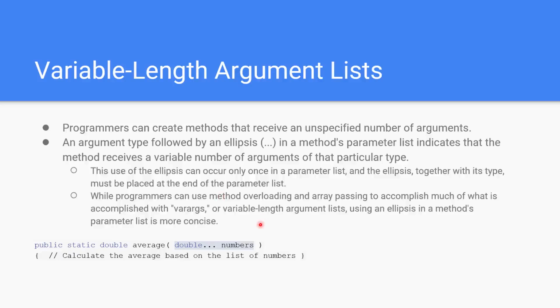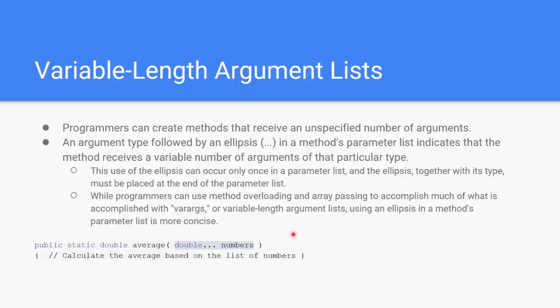And then there's variable length argument lists. Programmers can create methods that receive an unspecified number of arguments. That sounds like it would be something that would come up quite a bit. An argument followed by an ellipsis in a method's parameter list indicates that the method receives a variable number of arguments of a particular type. So this list can receive an unspecified number of doubles. We can see it right here. So there's an unspecified list of doubles.